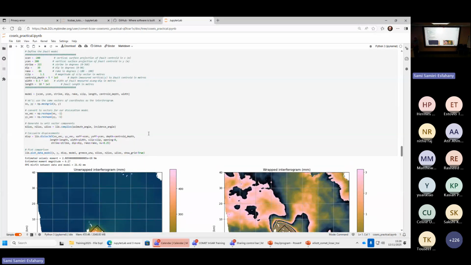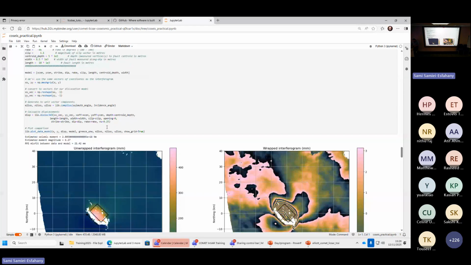Okay. What's everyone's RMS looking like? I've got 21.42 millimeters, which is not brilliant. Anyone done better? No? Okay, I'm going to start having a look. I'm going to come look at your models.